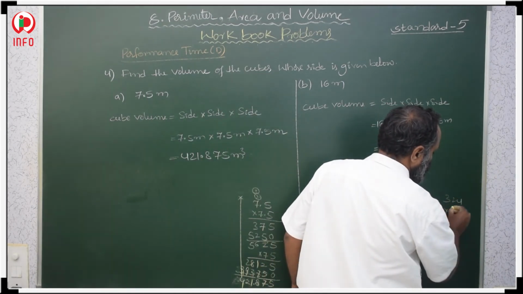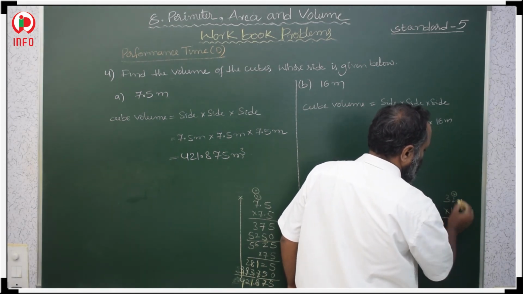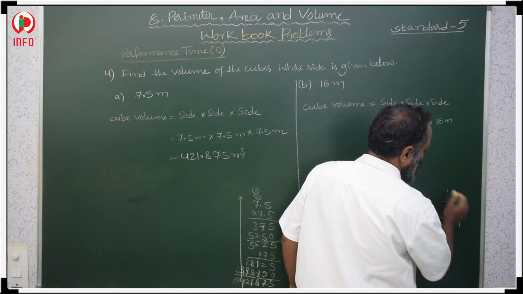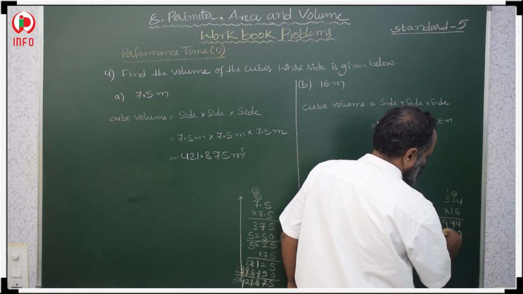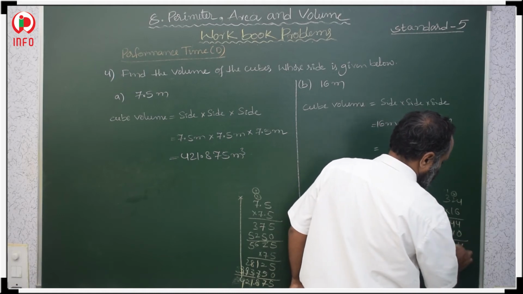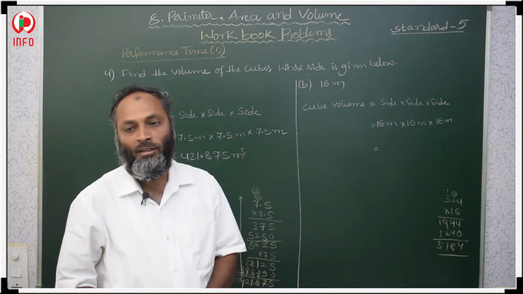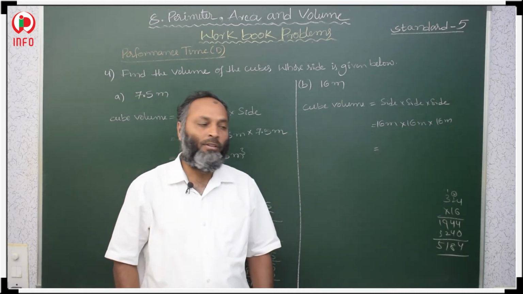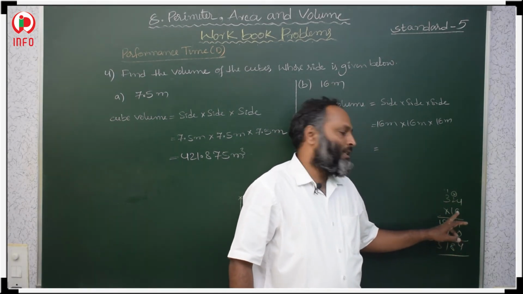6 4s are 24, 2. 6 2s are 12, 14, 1. 6 3s are 18, 19. First 0. 4, 2, 3. 4, 8, 11, 5. 5,184. Once you check, 16 16s are how much?